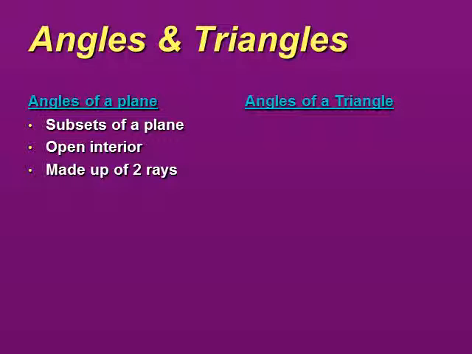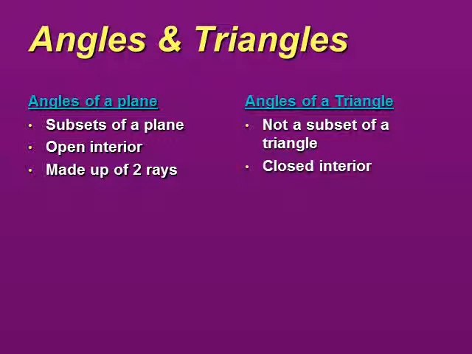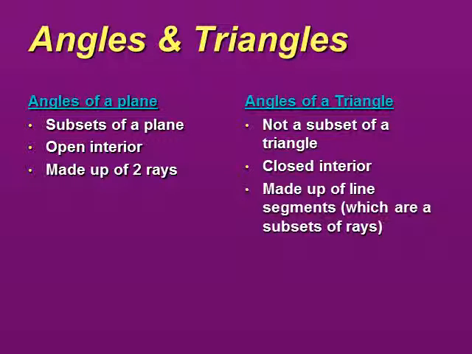The difference with angles of a triangle is that they are not subsets. Those angles are not subsets of a triangle. Okay, they are a part of the triangle. It's also a closed interior. It is finite. Okay, it's a specific area, which we talk about later on. And it's made up of segments. Okay, which segments are subsets of rays. So if you were to extend those rays, they still do go on infinitely in those three different directions, but we are subsetting those into segments.